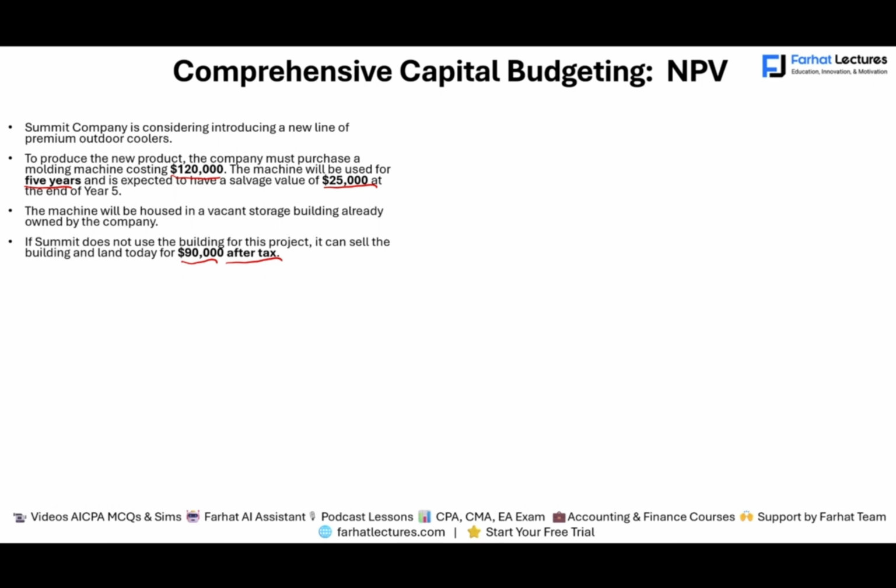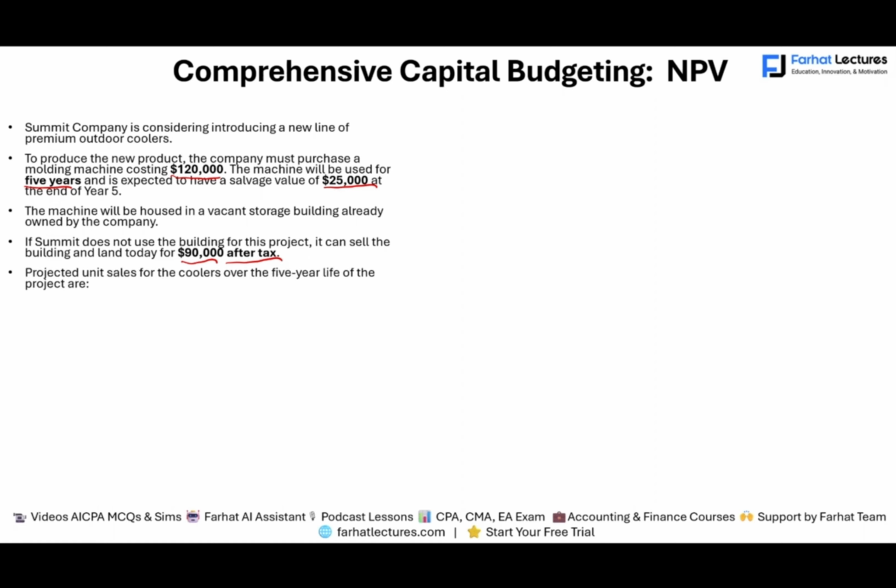Well, so what do we call this warehouse, the $90,000 after tax? That's an opportunity cost because we can sell it. Now we're not going to sell it. Do we include this $90,000 in our discussion, in our computation? And the answer is yes.